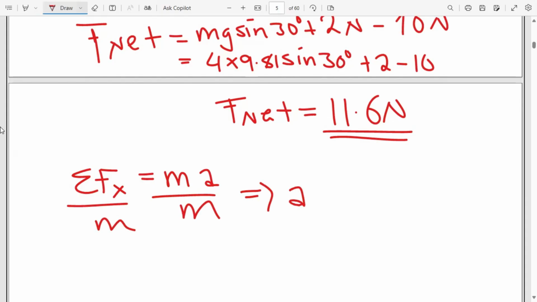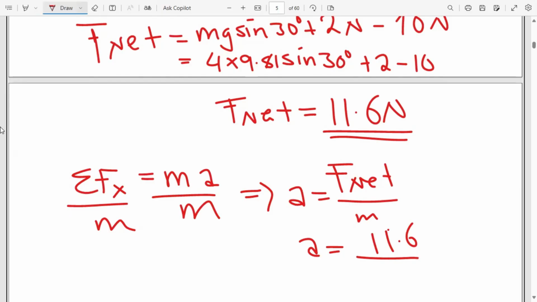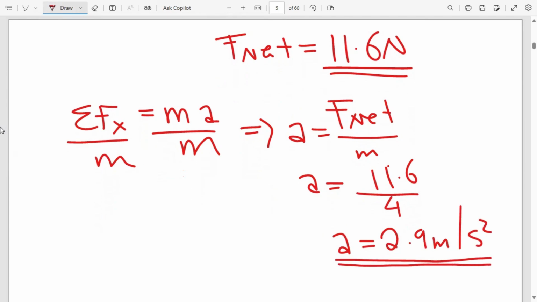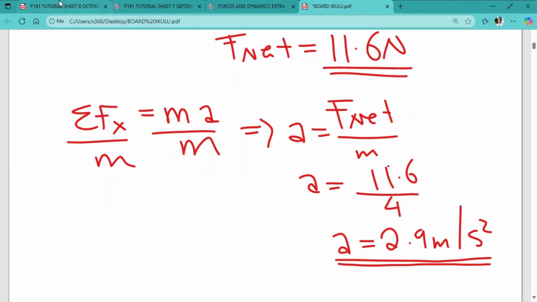So in short, our acceleration will be equal to the F net, the summation of forces in the x-axis, divided by the mass of this object. So the acceleration will be equal to 11.6 divided by the mass, which is 4.0 kilograms. That means our acceleration is equal to 2.9 meters per second squared. That is the acceleration of this object.